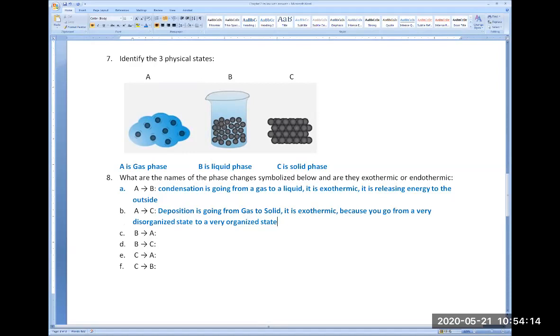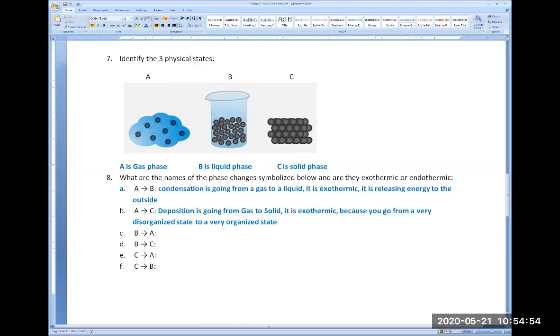That's how you can tell, because you don't have to know this by heart. You should be able to think about it and deduce it from the fact that a gas is very disorganized and has a lot of energy in the particles to move around like that. And then suddenly, poof, they are only vibrating around a fixed position, held tightly together, and very stable. There is much less kinetic energy in a solid, so you've lost all that energy to the outside.